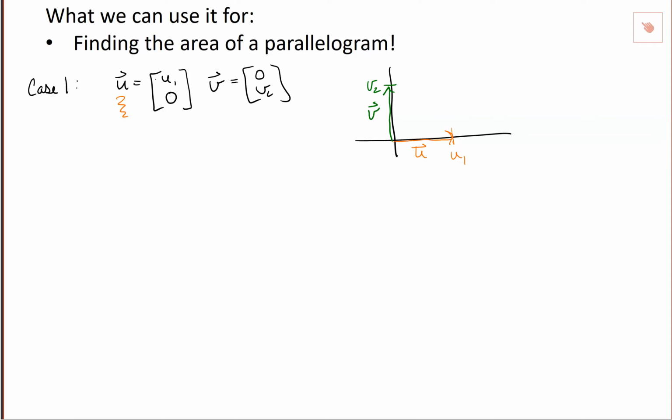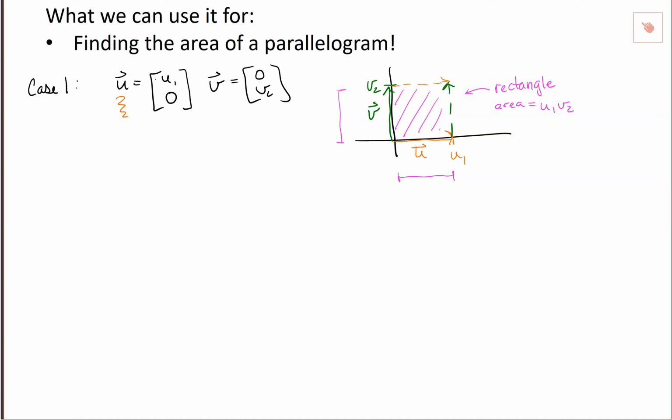Well, to find that, I'll just take a copy of the u vector and situate it so that its tail is right at the tip of that v vector. And same with the v vector. Now, this area in here, this is a rectangle. The width is u1, and the height is v2. And that's the area of our rectangle.